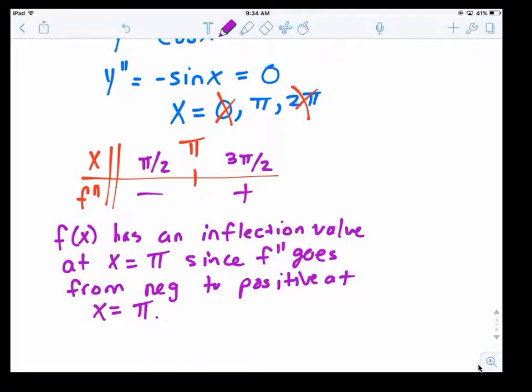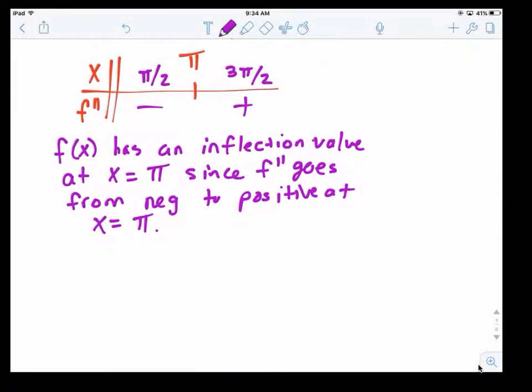A lot of you guys on your quiz had some of this. A lot of you said, oh, f of x has a critical value at this point since it goes from negative to positive. You need to be very specific about what it is. You're not going to get points if you just leave it as "it." You need to label that this is your answer because the second derivative goes from negative to positive. Don't leave it as "it." All right?